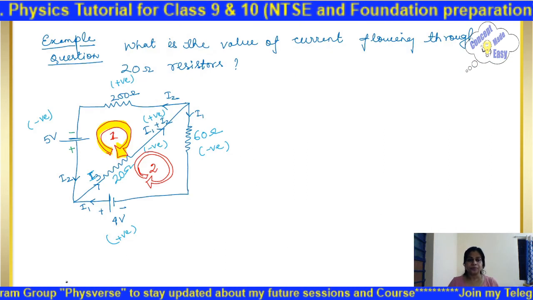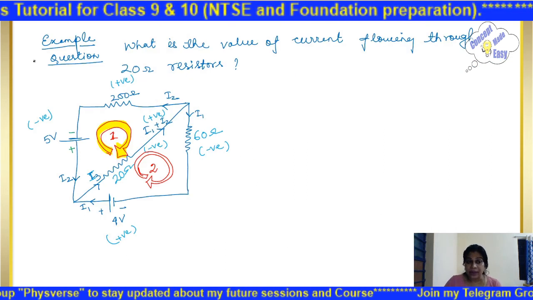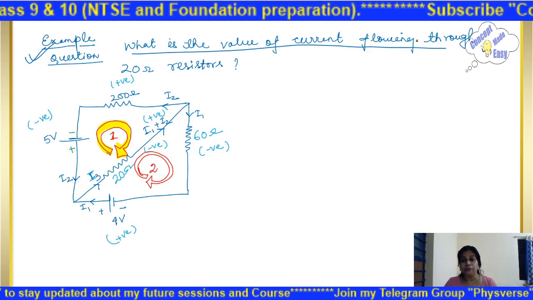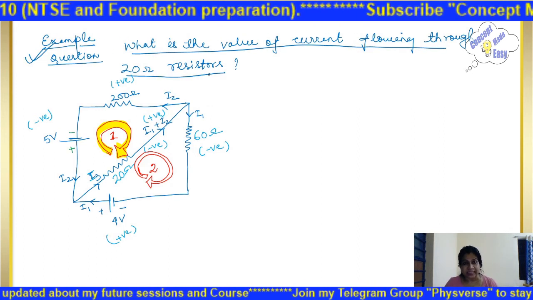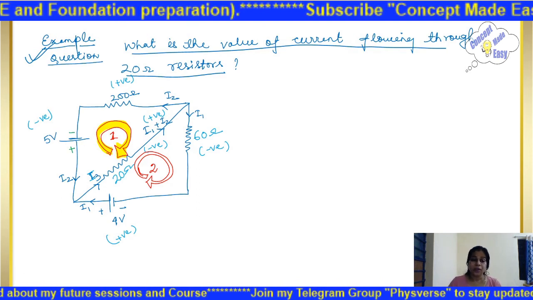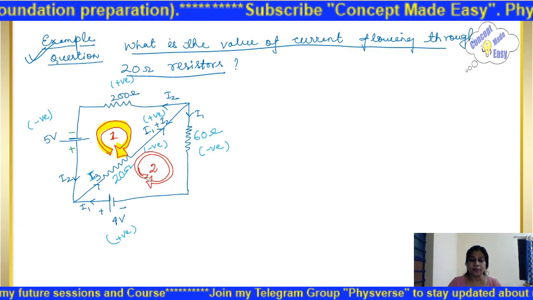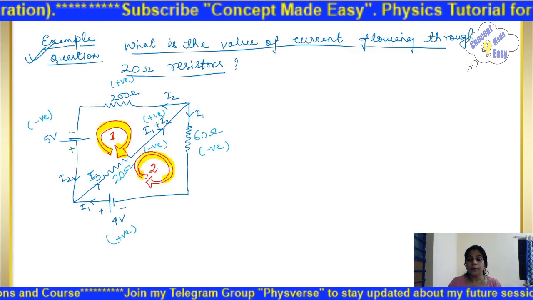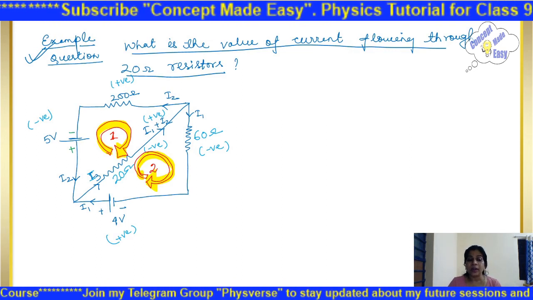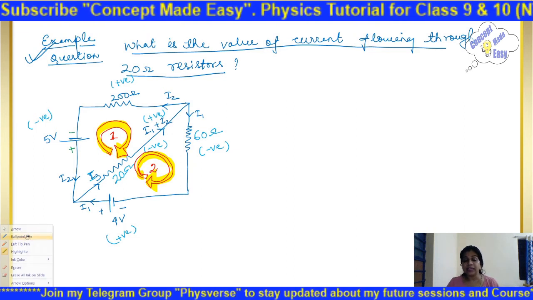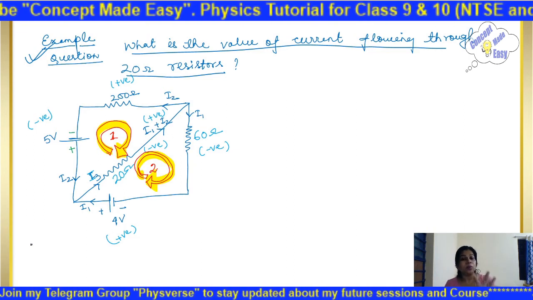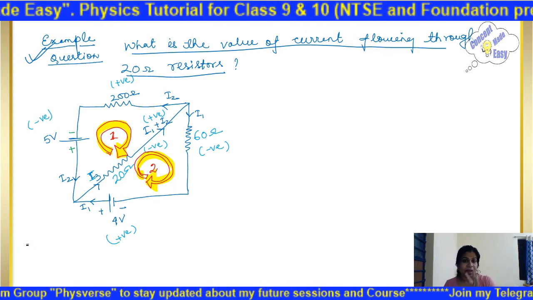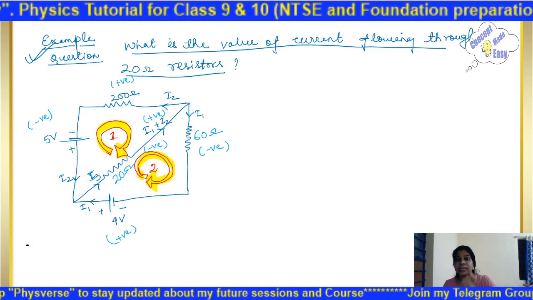Next, this is a question you need to solve. What is the value of current flowing through the 20 ohm resistor? To solve this type of question, you need to very clearly understand Kirchhoff's voltage law, the loop rules, and the rules you are going to apply while applying Kirchhoff's voltage law.